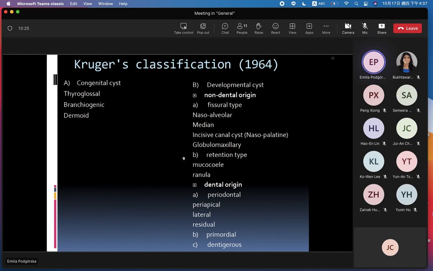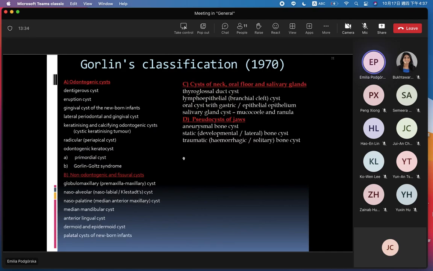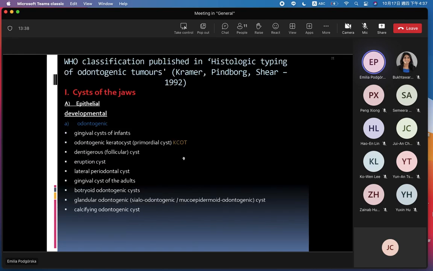And Kruger's classification, Lucas classification. There are many classifications. Berglin's classification and WHO classification. This one is maybe a bit more important, more actual.